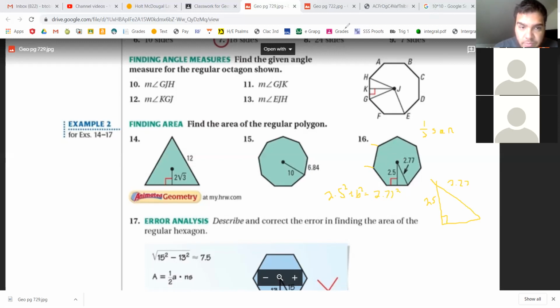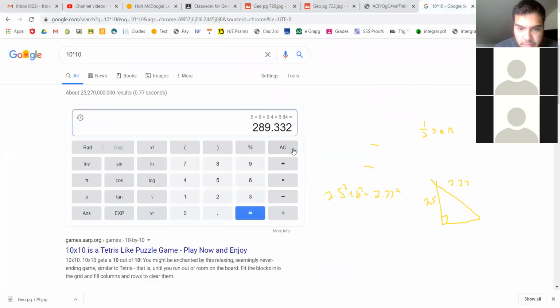Okay, so we have that. We're going to go to our calculator. And we're going to do 2.77 squared. I don't know how to do squared on the Google calculator, so I'm just going to do 2.77 times 2.77. So that number is 7.6729. We're going to subtract that from 2.5 squared.